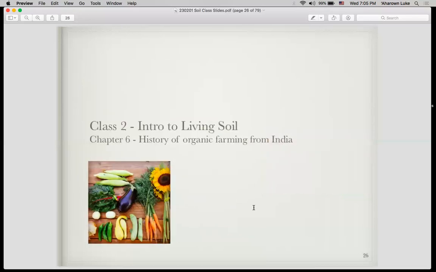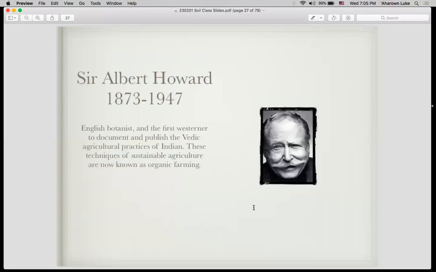So this is class 2, Intro to Living Soil, chapter 6, some of the history of organic farming. So this guy, Sir Albert Howard, was an English botanist and the first Westerner to document and publish the Vedic agricultural practices in India. These techniques of sustainable agriculture are now known as organic farming. They were building the soil. They were using green manures, and they had other aspects that we consider organic that they were doing. Some of the crop rotation stuff came from them.